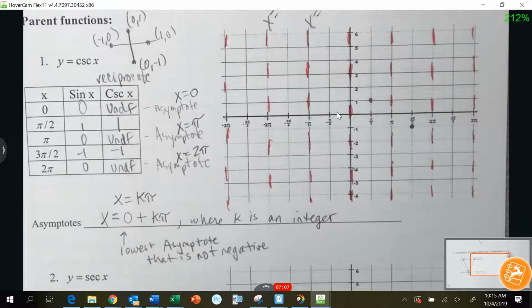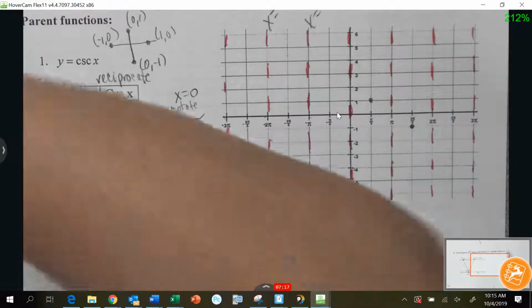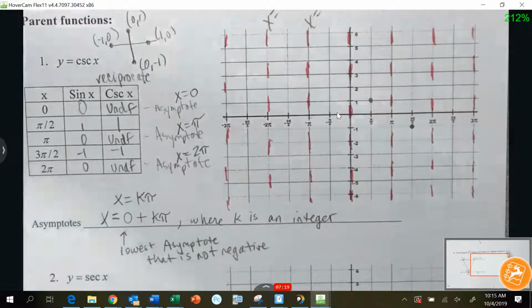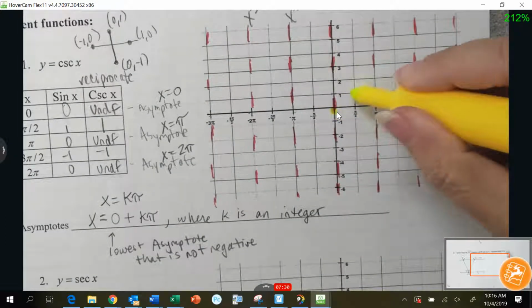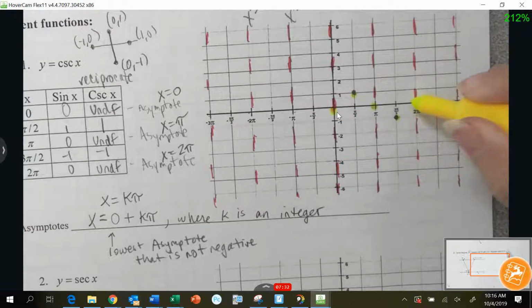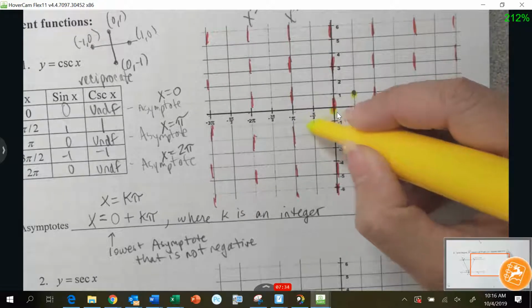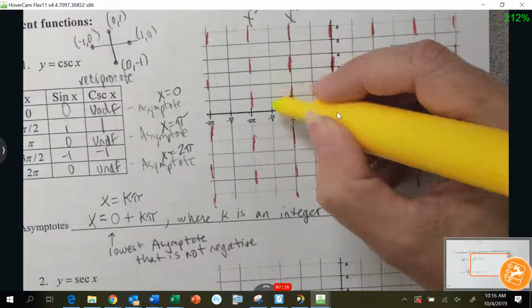Now, with a different color, I am going to sketch in the sine function. Where's my yellow? I'm going to sketch in the sine function for you so you understand why the cosecant looks the way it is. Oh, here it is. You guys should know what the sine function looks like because you've done it a lot from that big packet you just turned in. And this doesn't have any transformations on it.